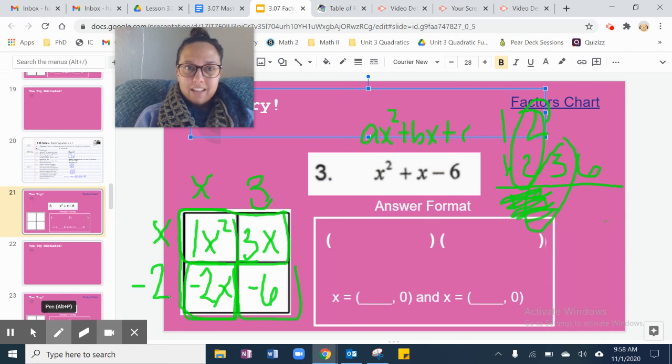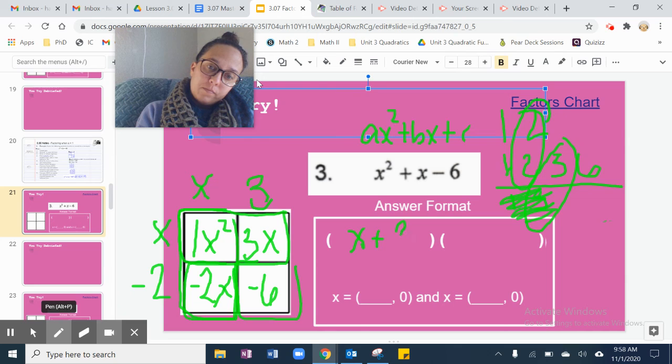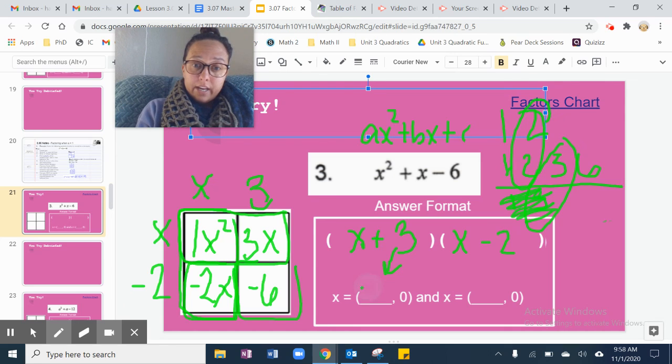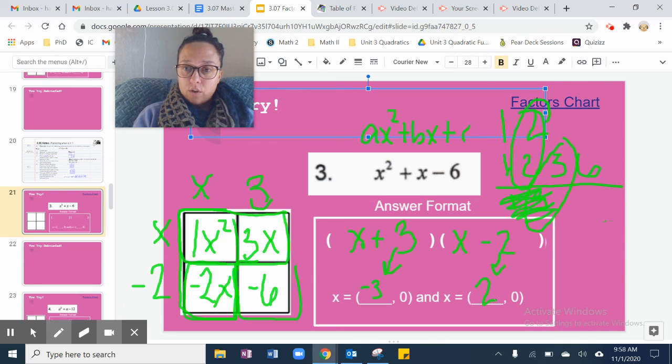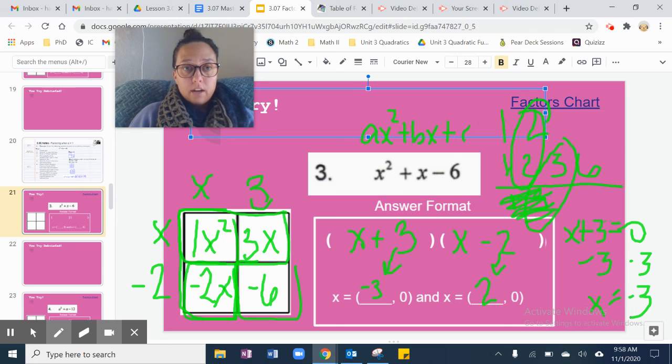Also, remember, we said that we wanted to get positive 3 and negative 2 when we were figuring out our terms in the first place. So we have x plus 3, x minus 2. Therefore, this is going to be not positive, but negative 3 as one of the x-intercepts. And this is going to be positive 2. Remember, because if we solved them, x plus 3 equals 0, we'd end up with negative 3, and then for x minus 2, we'd end up with positive 2.